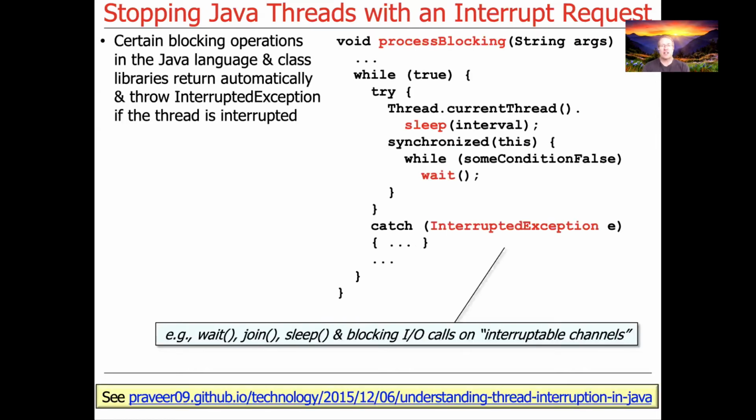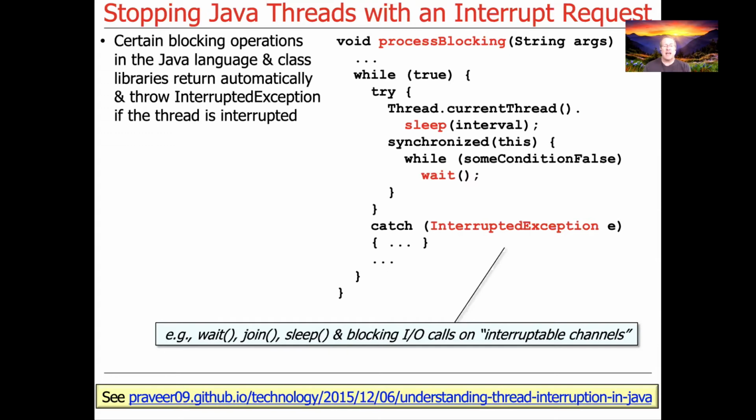Let's start out by taking a look at the process blocking code. So what this is going to do is it's going to make calls to methods that are part of the Java virtual machine, or it could also be the Java class library, things like sleep and wait, and maybe reentrant lock, or synchronized, or semaphore acquire, all those good things. And basically, these would be things like wait, join, sleep, or blocking I/O calls on so-called interruptible channels. And we'll talk about what that means in just a bit.